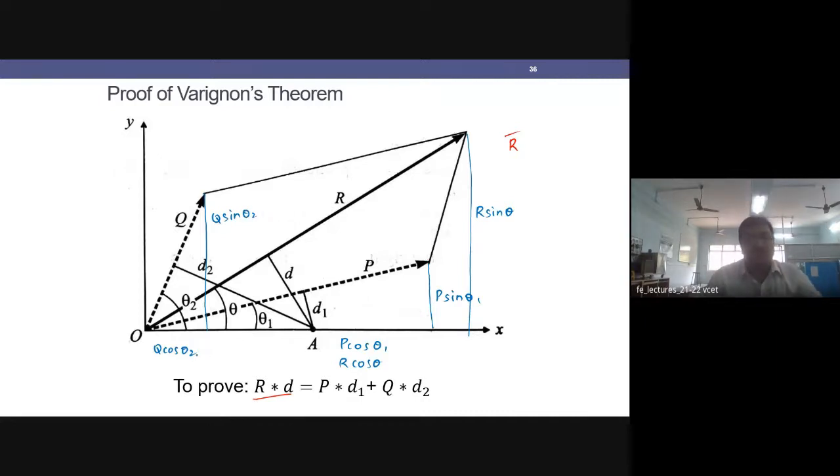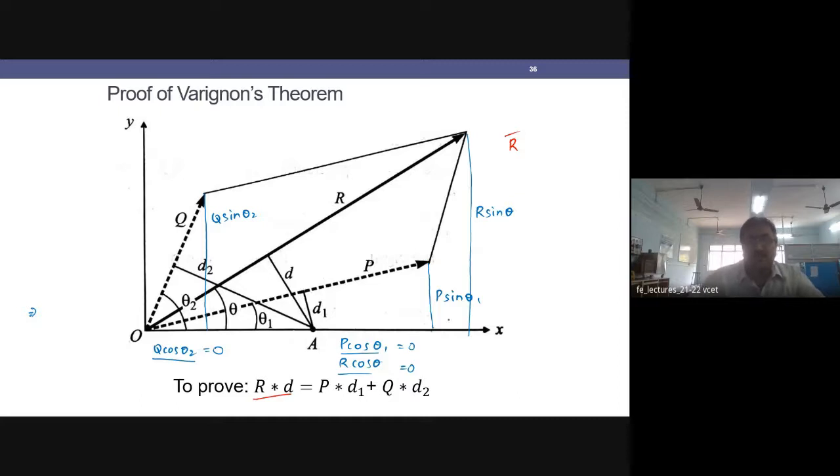Now here, I want you to observe the cos components. They are passing through O itself. So the moment of P cos theta will be equal to 0. The moment of R cos theta will be equal to 0. The moment of Q cos theta will also be equal to 0. Which components have the moment?